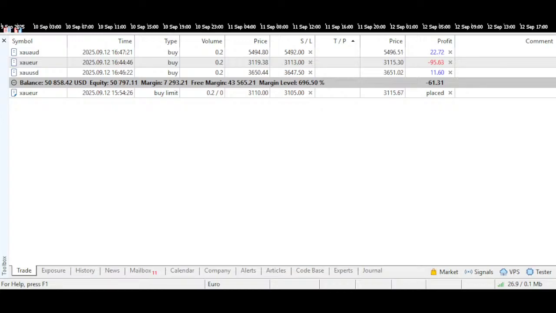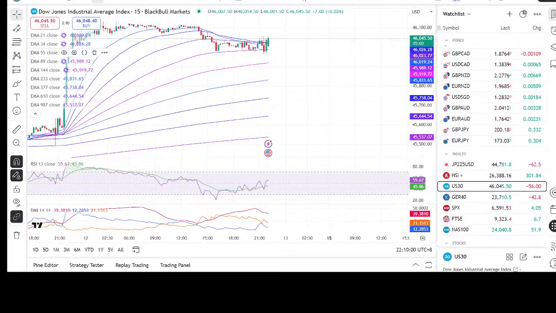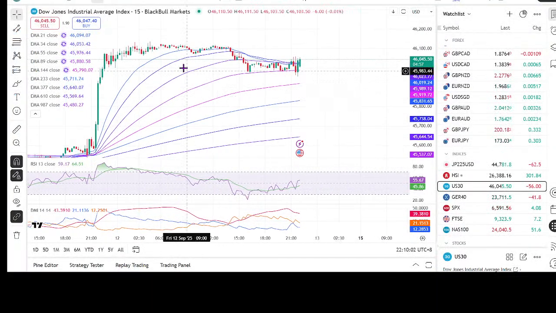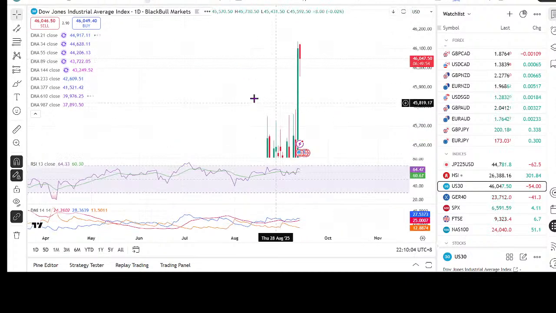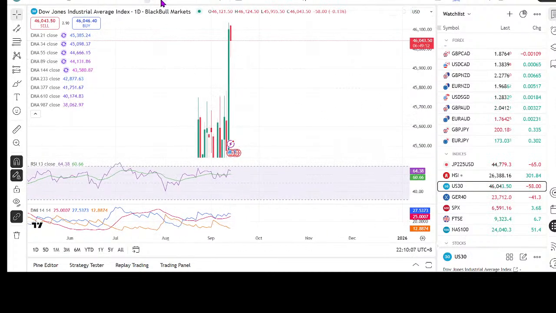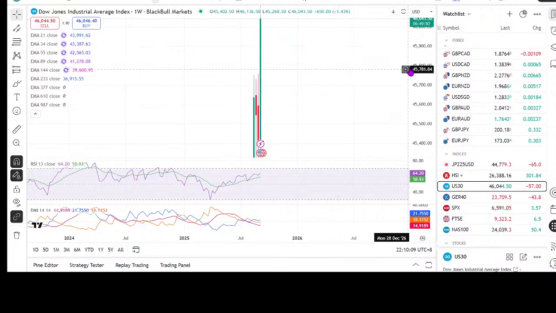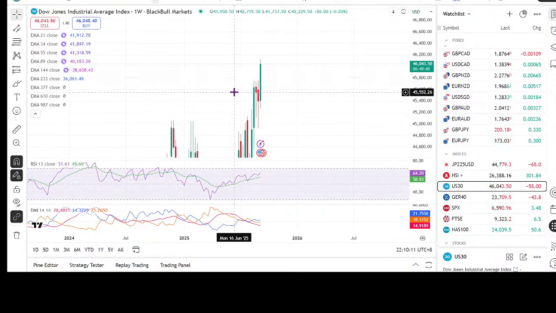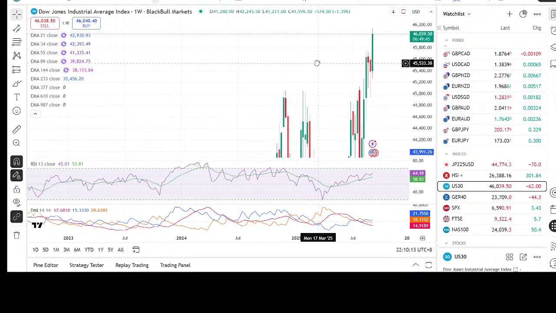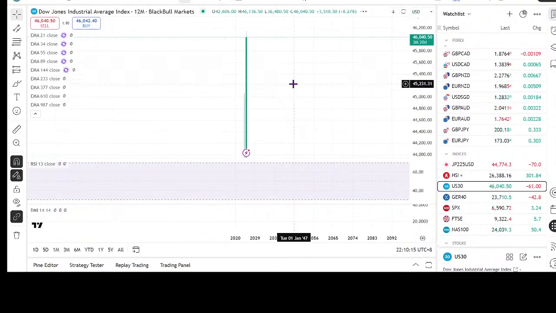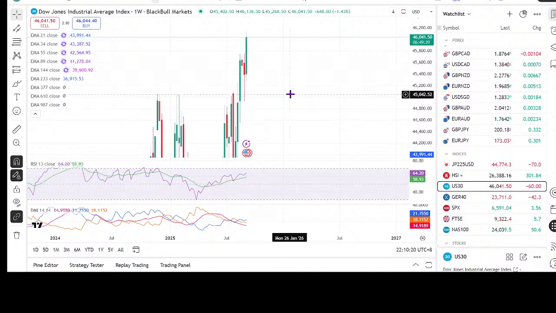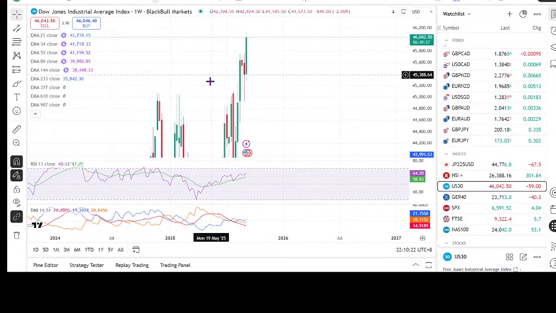While we are waiting for that, let's try to see the Dow. Since we don't have much trade, let's look at the Dow. On the weekly, this is also a multi-year high, with the current week being the recent high.